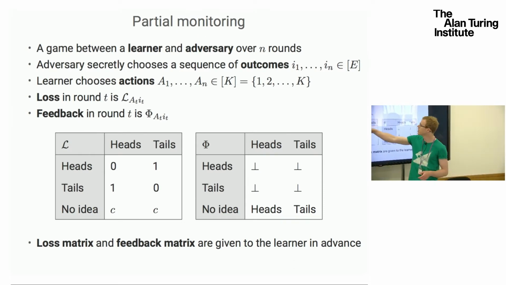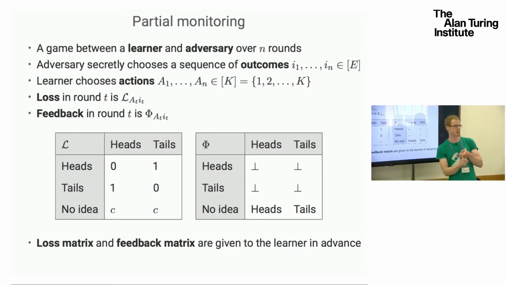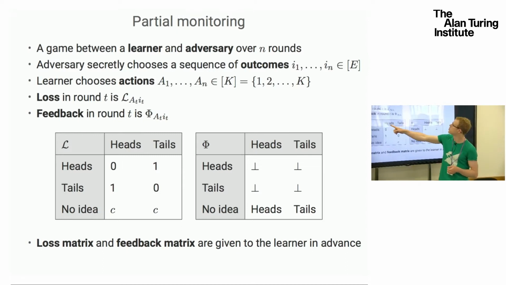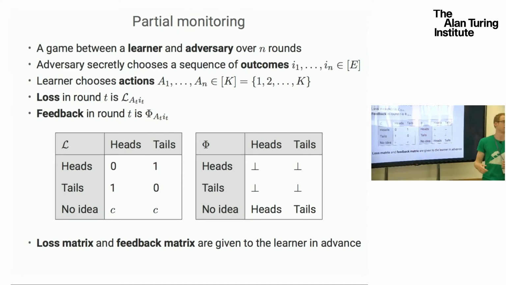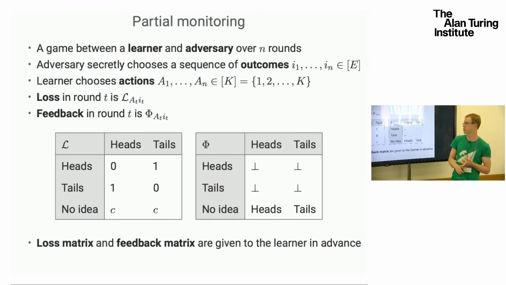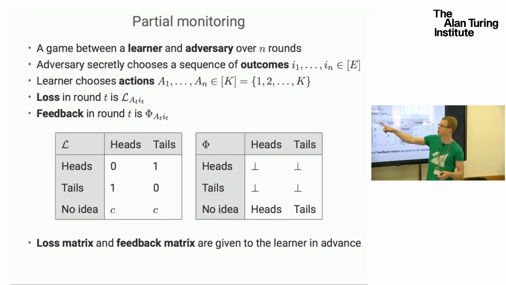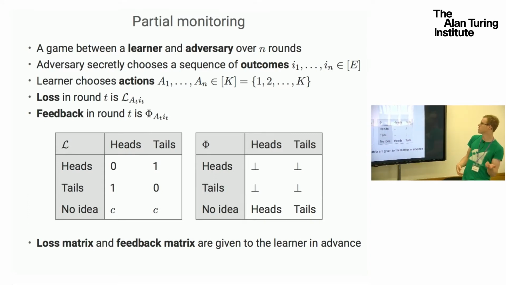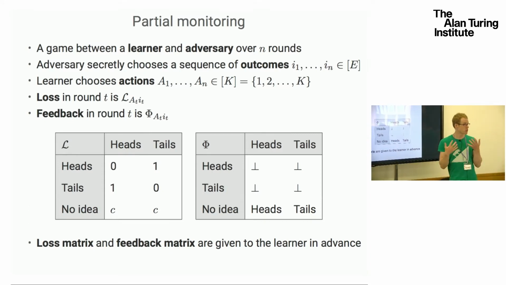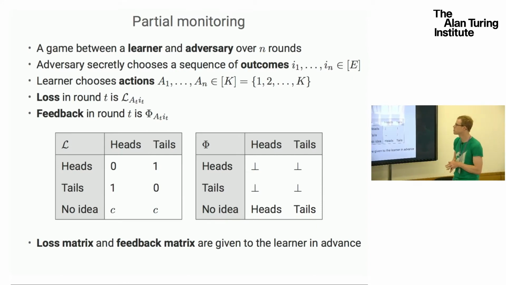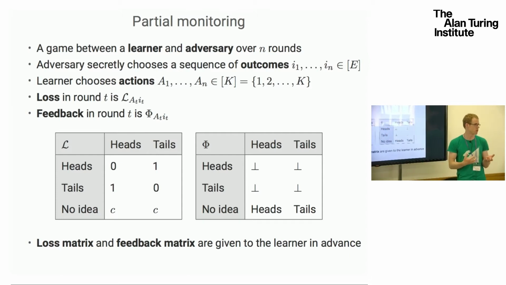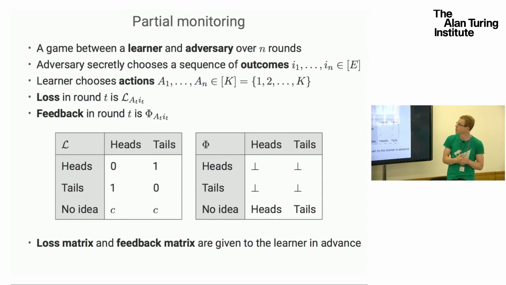So in this particular game, you have 3 actions. You can either predict heads, you can predict tails, or you can say, I don't know. And the adversary is just choosing a sequence of heads, tails in any way they like. And if you guess correctly, then you suffer no loss. Right? If you guess heads and the adversary chose heads, no loss, it's great. If you guess tails and it's heads, then you get some loss. Or you can say, I don't know, and then you just suffer some constant loss c. Okay, so I really want to emphasize this loss matrix is known in advance. But what's not known is the choices of the adversary.